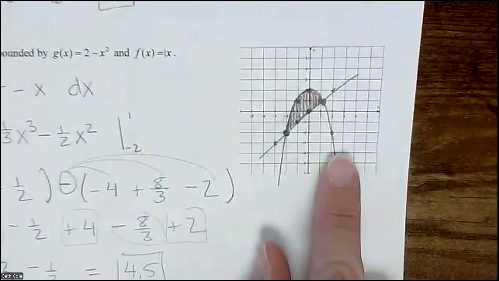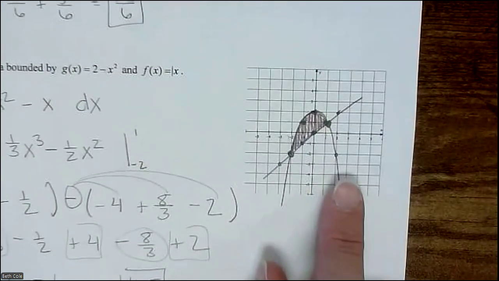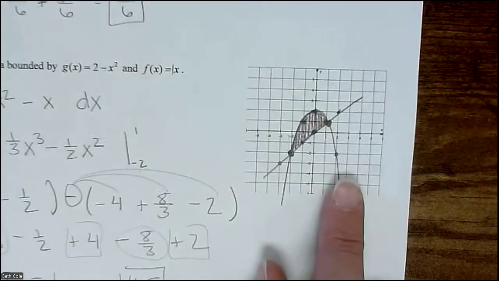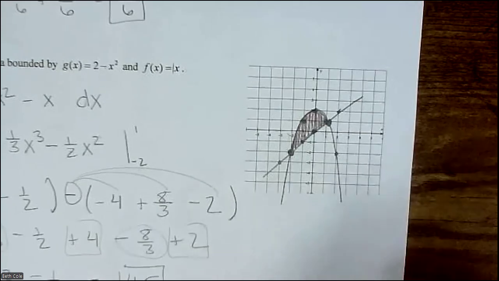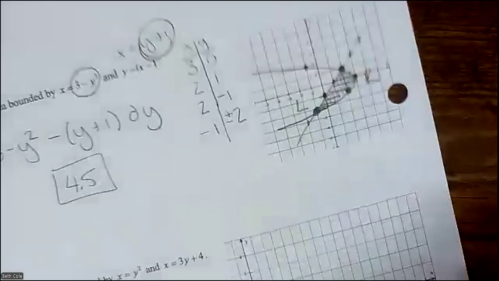It's the exact same problem as this one, except what? It's on its side. Okay, but you're just finding an area. So it doesn't matter where the area is, you're just finding that amount. Okay, try one more.